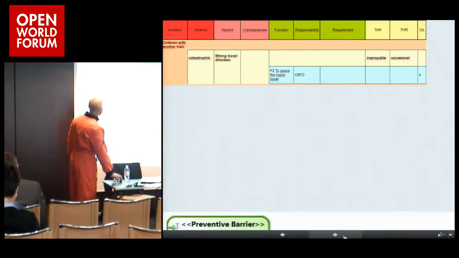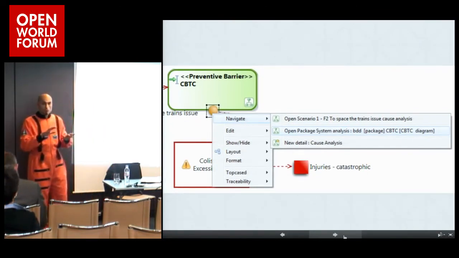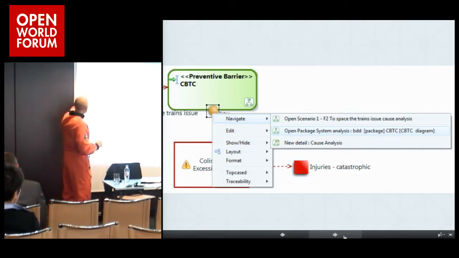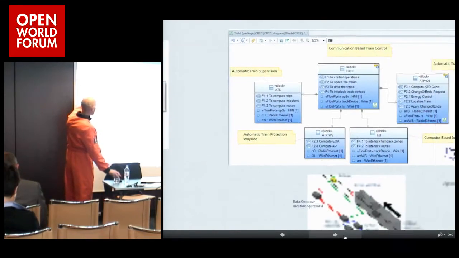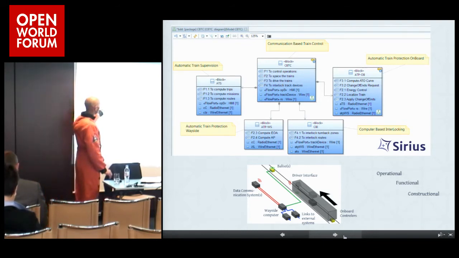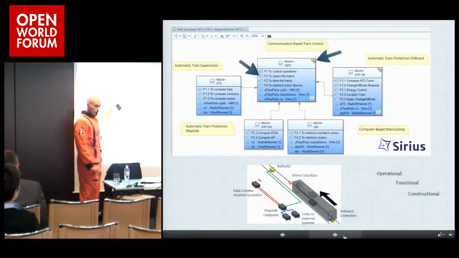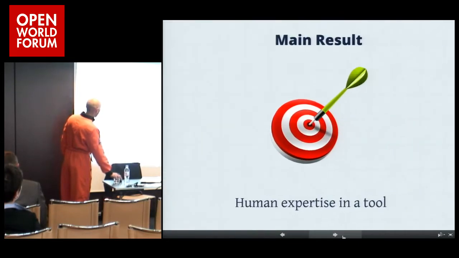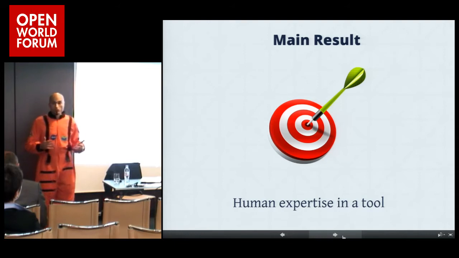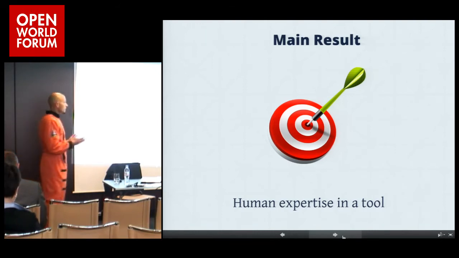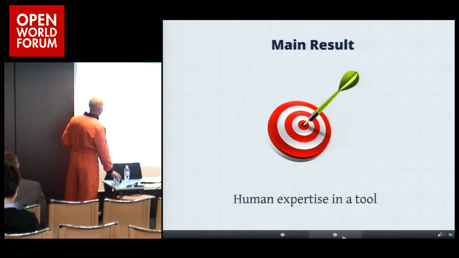You can generate documents. And what is really interesting is that both the safety model and the real system engineering model are actually bound together, which means that for this preventive barrier, for instance, you can directly navigate to the actual blocks of the system model, which means the guys doing the system engineering outside of the safety can directly see, in this case, the certification level of safety here, and they can switch back to the safety views. And everything is working together perfectly. So in this case, a real human expertise, which was only in the mind of a few lucky guys, has been put into a real tool, a modeling tool, and it's linked to all the system engineering of the company.